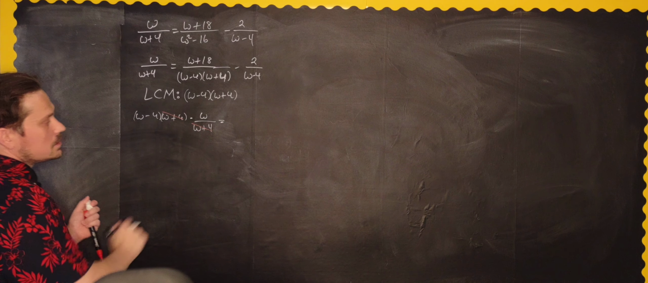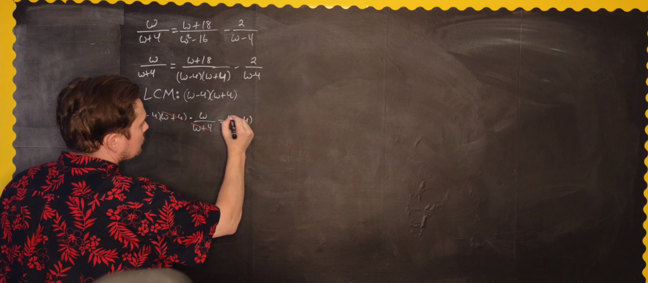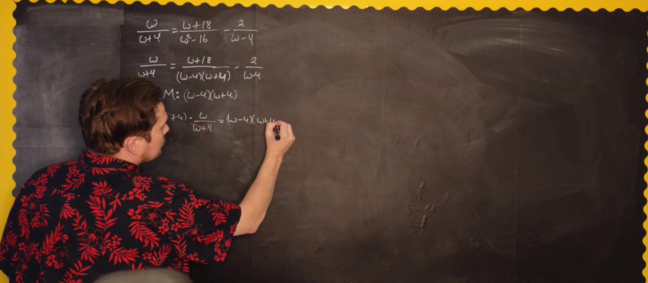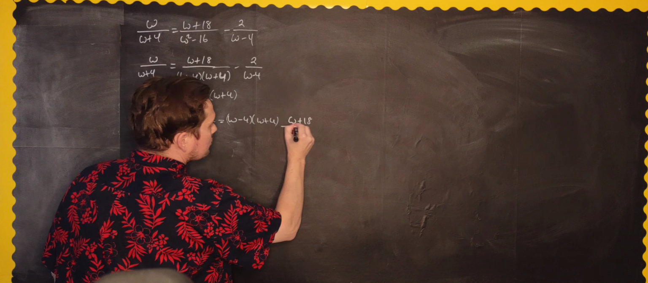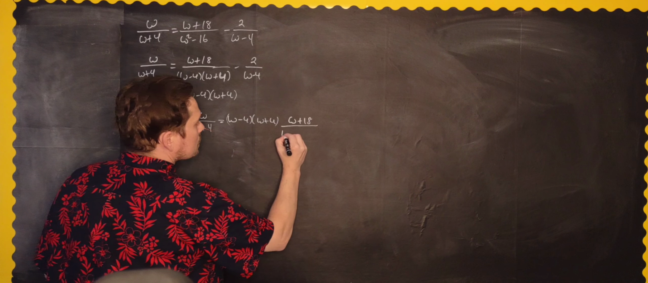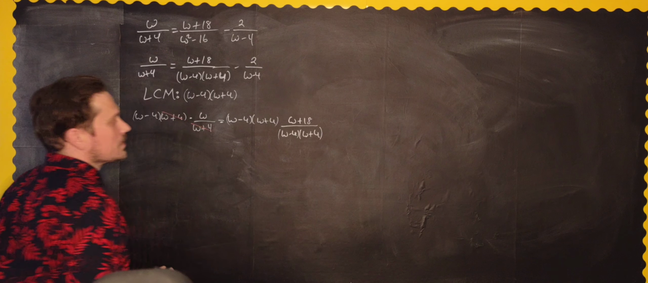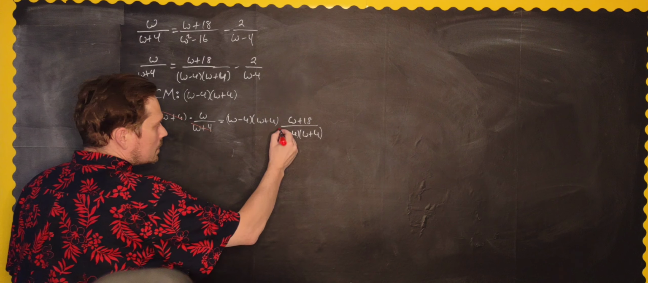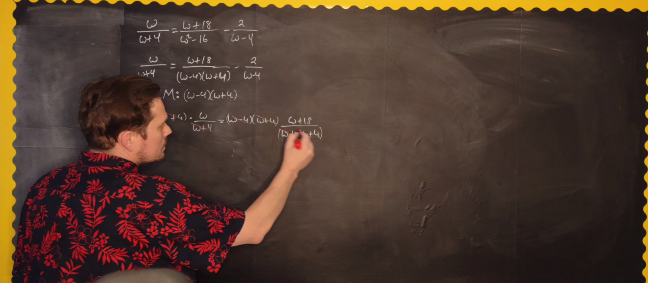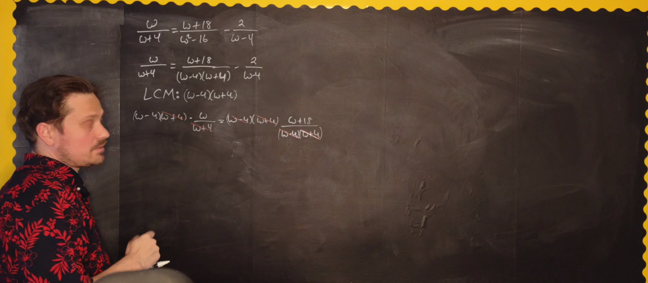All right, go on to the next one now. So that's equals. And now on this side, you're going to do w minus 4 and then w plus 4, and you're going to multiply by w plus 18 divided by w minus 4 and then w plus 4. Now this one is different because in this case, take a look. This will cancel with this and then this will cancel with this. That's good. So only w plus 18 will be left there.